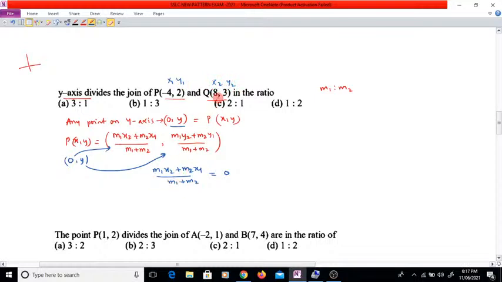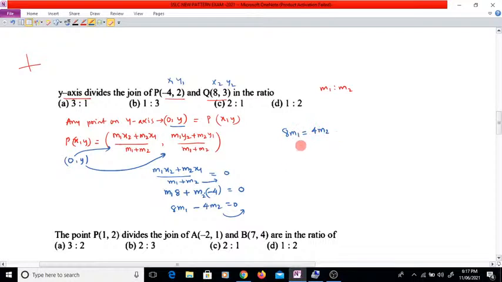x2 is 8, so m1 into 8 plus m2 into x1, which is minus 4. When we multiply this onto the right-hand side, this becomes 0 only. So this is 8 m1 minus 4 m2 equals 0. Transfer this 4 m2 onto the right-hand side: 8 m1 equals 4 m2.